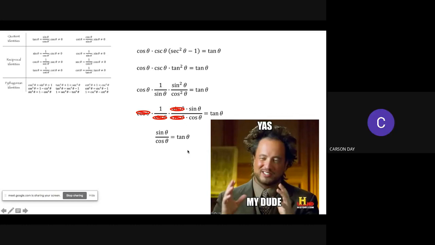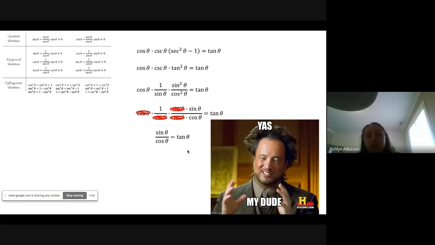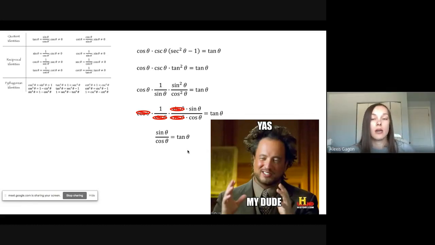On the test, will you be giving us any that don't equal each other, or are they all going to equal each other? They'll all equal each other. Okay. Will there be some where there's two messy sides and you have to make them equal each other? Nope. One will always be a simple side. It'll be pretty obvious which side to use. Great.